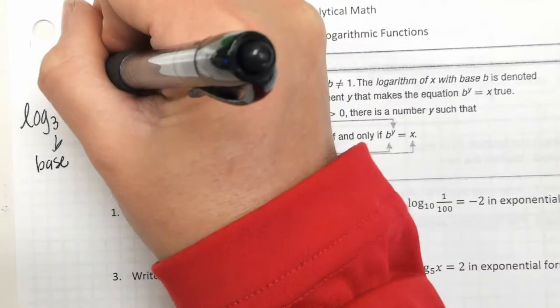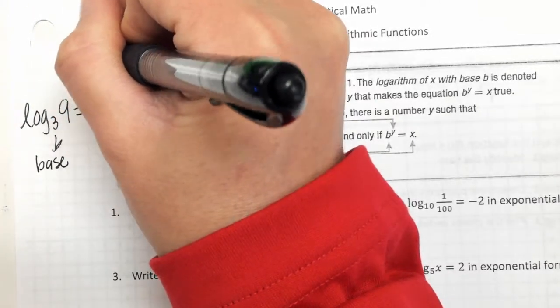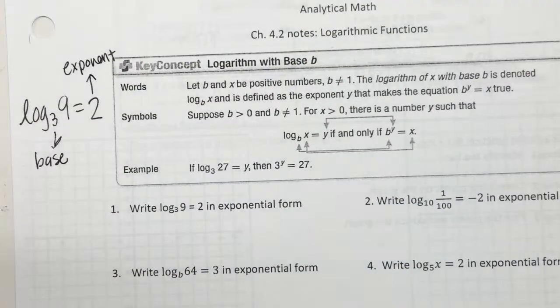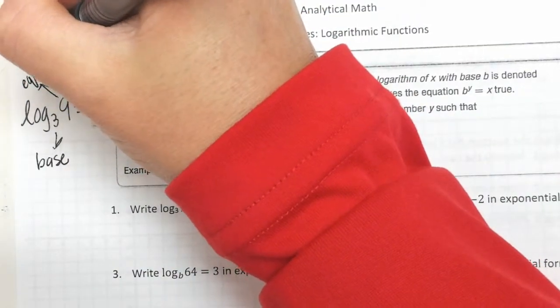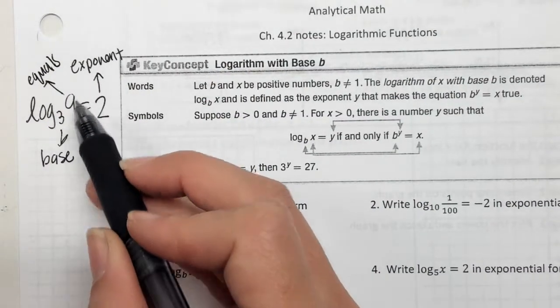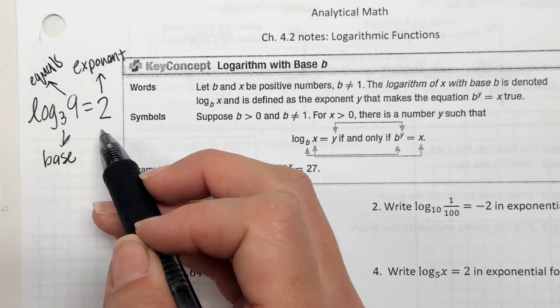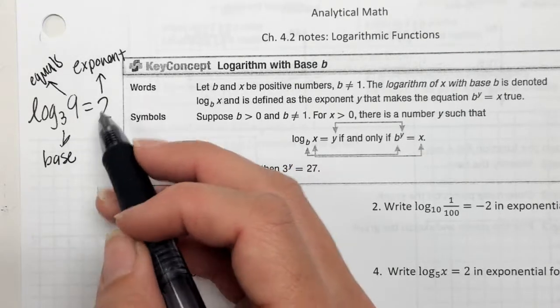The 2 is the exponent, which will come in handy when we write it in exponential form. And then the 9, I just want you to put equals. You'll see why in a minute. So always remember the little number is the base, equals exponent. Base, this is the equal, this on this side is the exponent.